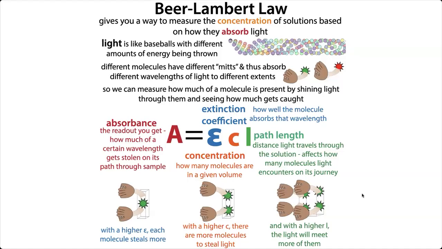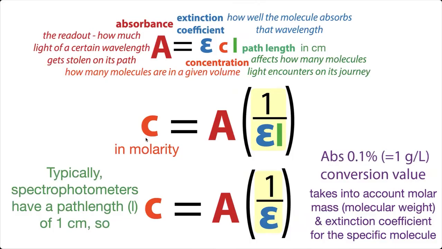So Beer's law, or the Beer-Lambert law, tells us that the amount of light that is absorbed is going to depend on three different things. It's going to depend on the concentration of your molecule, so how many molecules there are in a given volume, the extinction coefficient, how well each of those molecules absorbs that wavelength of light, and the path length, so how much distance that light is traveling through. We can rearrange this to solve for the concentration, given the absorbance, if we know the extinction coefficient and the path length. The concentration in our Beer's law equation is going to be in molarity, so it's going to be in moles per liter.